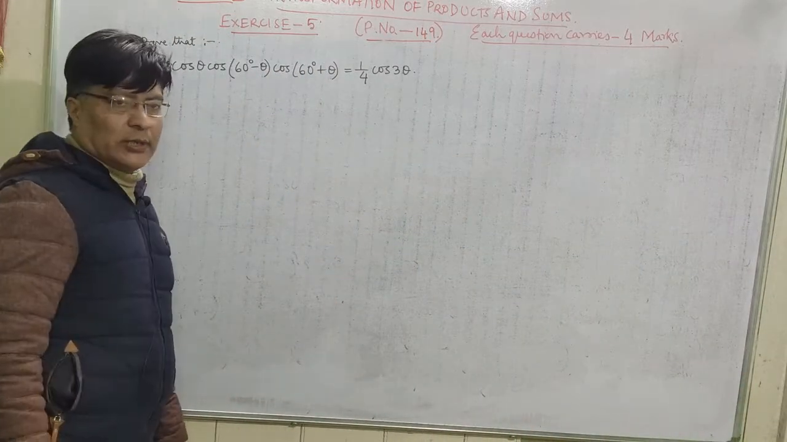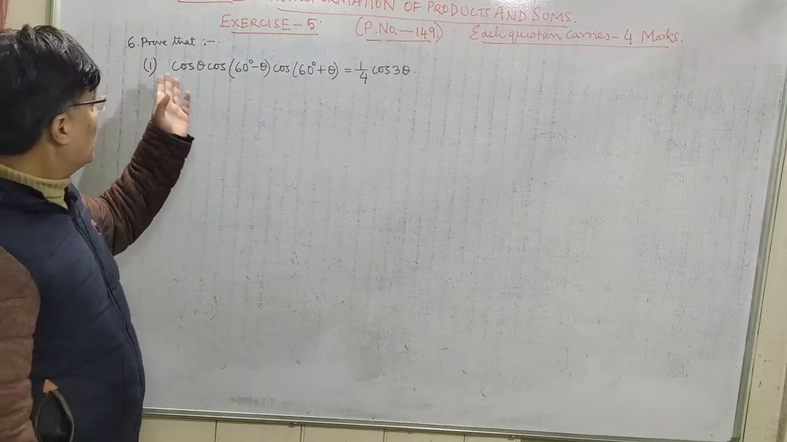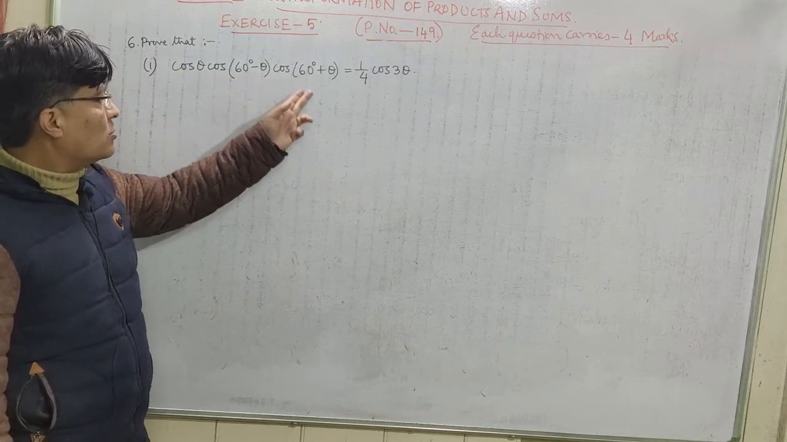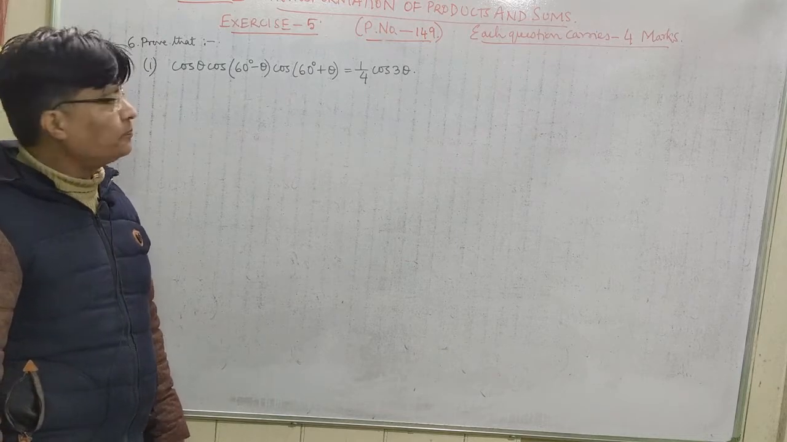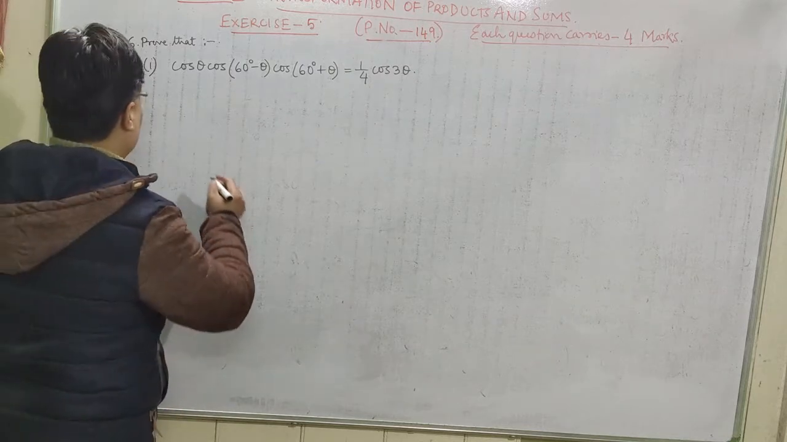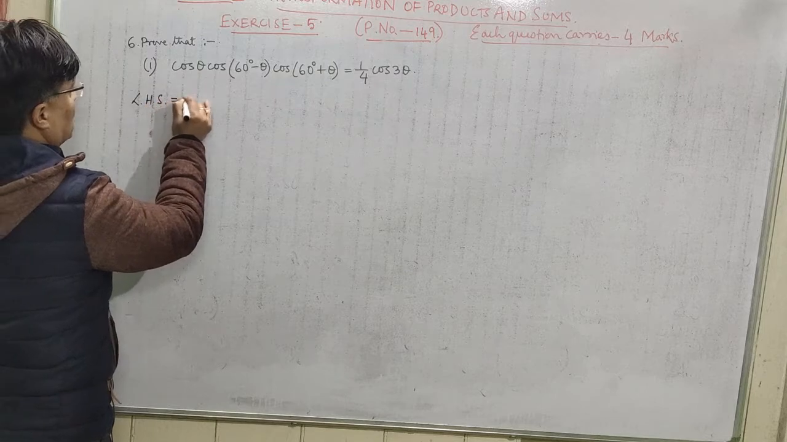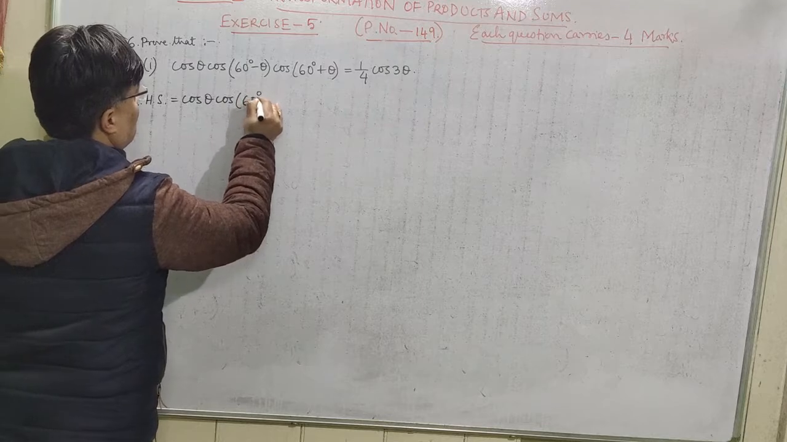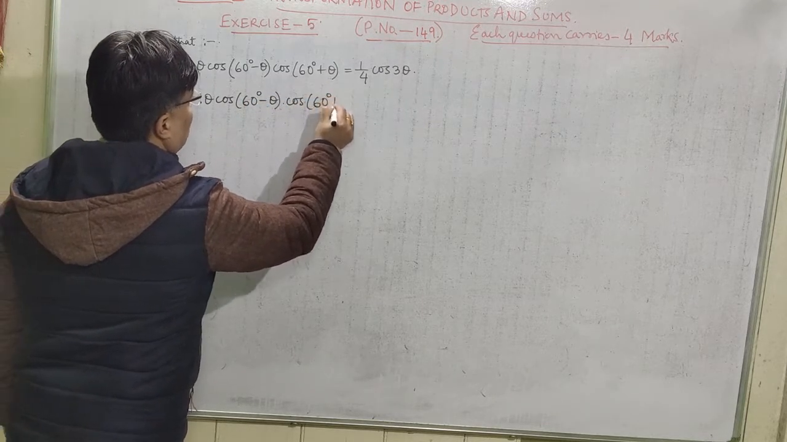Now we are doing the next question, that is question number 6. Here also you have to prove that cos theta cos of 60 minus theta cos of 60 plus theta is equal to 1/4 cos 3 theta. So let us prove LHS is equal to RHS. So LHS is equal to cos theta cos 60 degree minus theta into cos 60 degree plus theta.